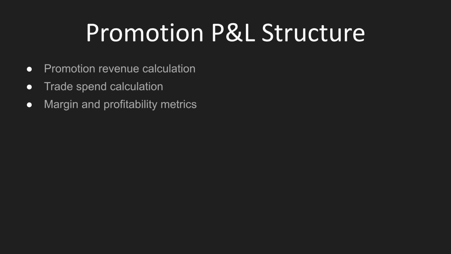Promotion P&L structure. The promotion P&L calculates the financial performance of the promotion. Revenue is calculated using forecasted volume and pricing. Trade spend is calculated using tactic investments. Finally, the system computes profitability metrics such as margin contribution and ROI. Example: a promotion might generate $500,000 in revenue while spending $80,000 in trade investment. This allows planners to evaluate whether the promotion is financially beneficial.